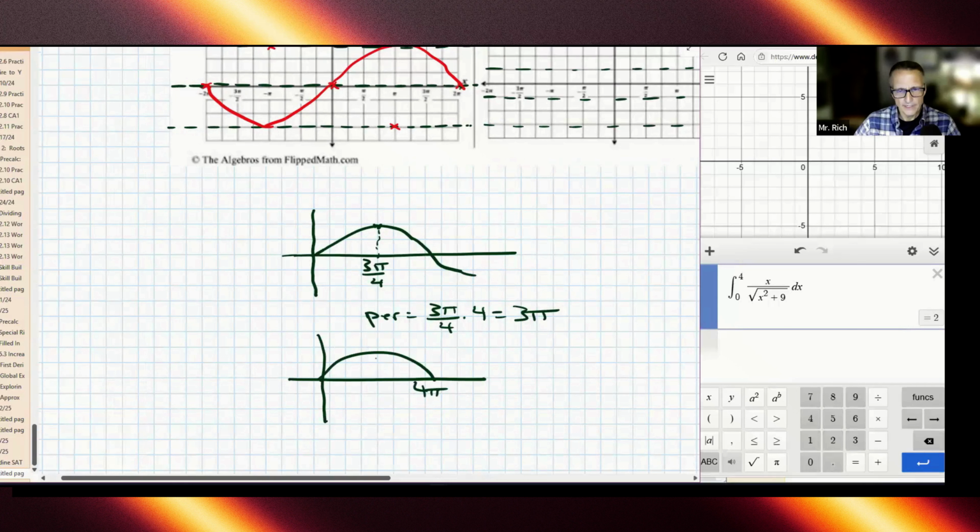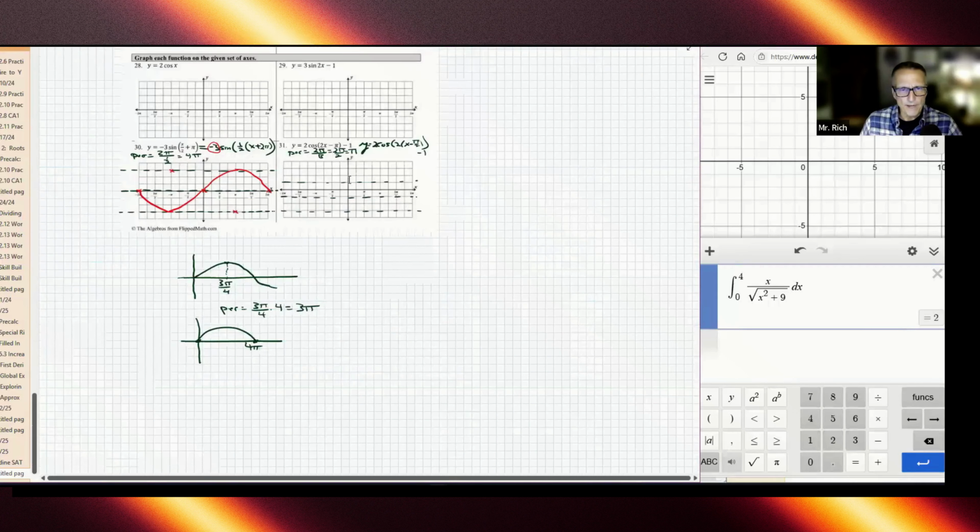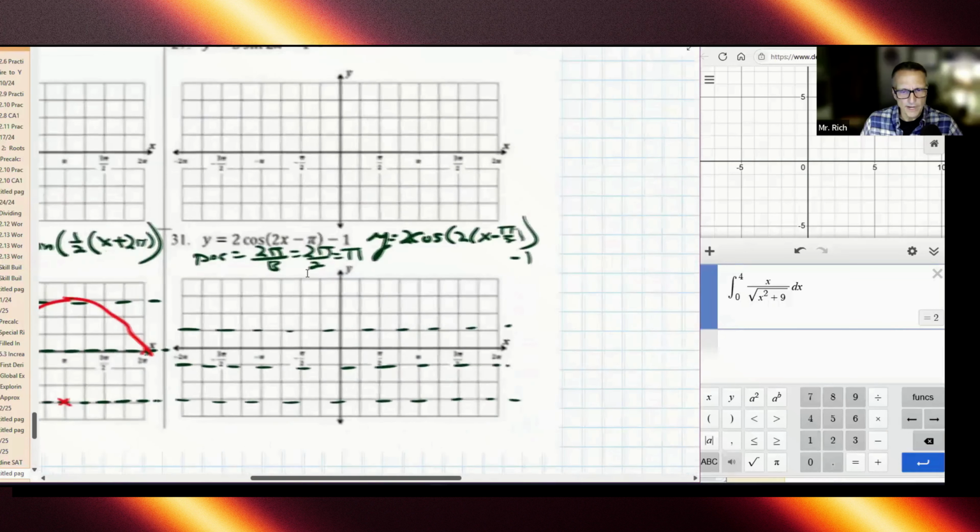The period's 8 pi, because now I know that when I go from one midline crossing to the next midline crossing, that is going to be 1/2 of the total period. So period is going to be 8 pi in that case. Back to this problem, our period is pi.